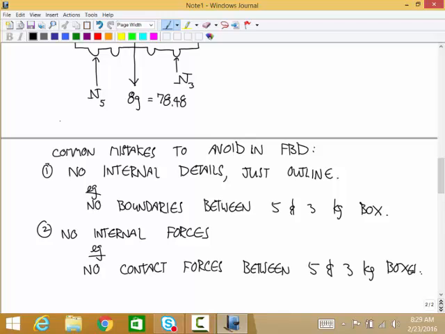Would friction count as an internal force or an external force? It depends. If it's wheels on an axle, then the friction is around the axle, but it's caused by the outside world. Would that be?